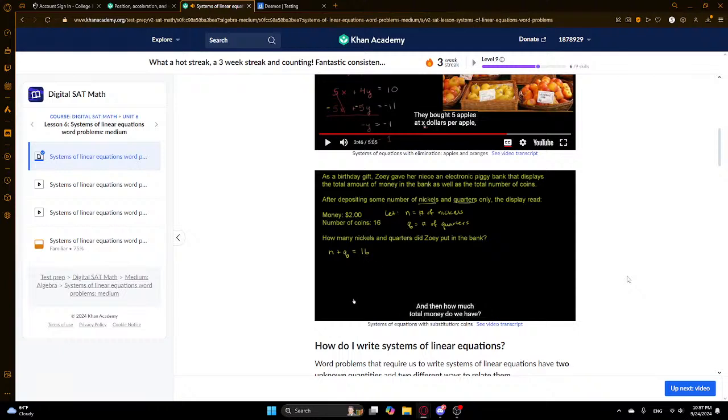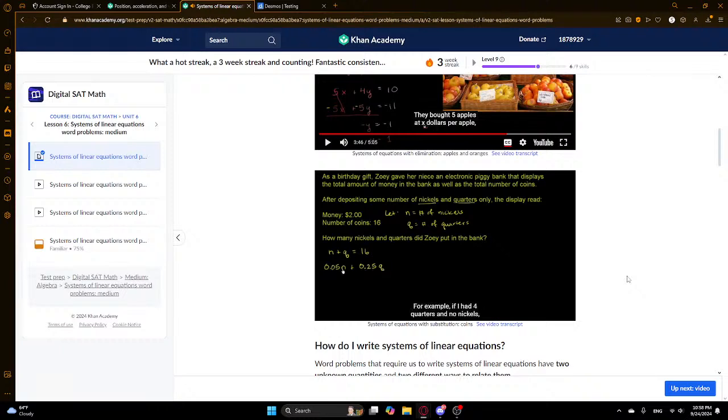And then how much total money do we have? Well, however many nickels we have, we can multiply that times 0.05, and that'll tell us how much money we have in nickels. So 0.05 times the nickels, plus the amount of money we have in quarters. Well, that'll just be 25 cents per quarter, or 0.25 of a dollar. So let me write 0.25 times the number of quarters.